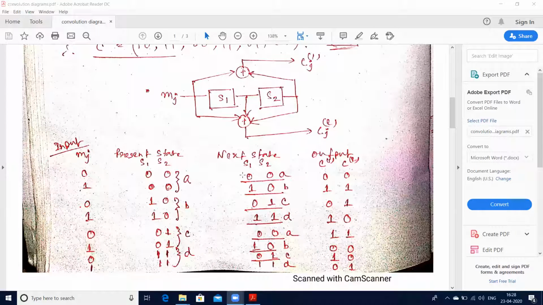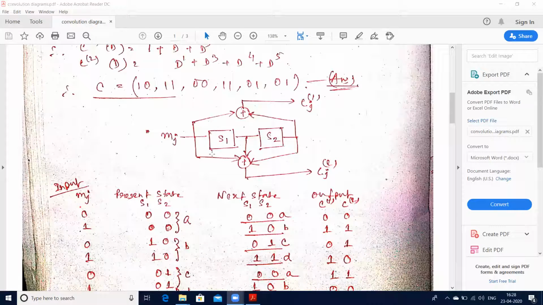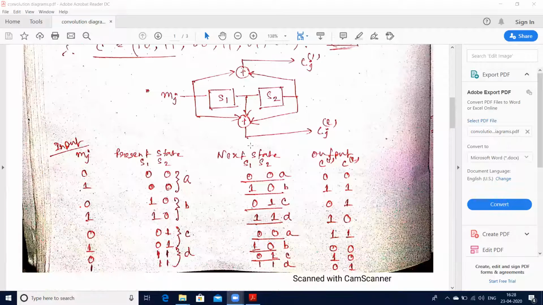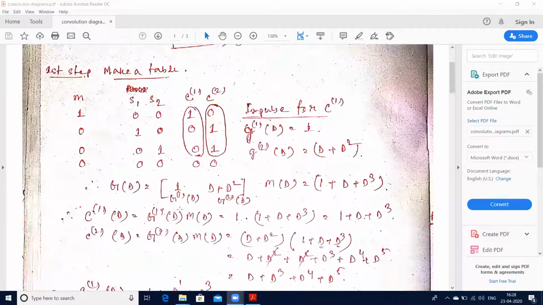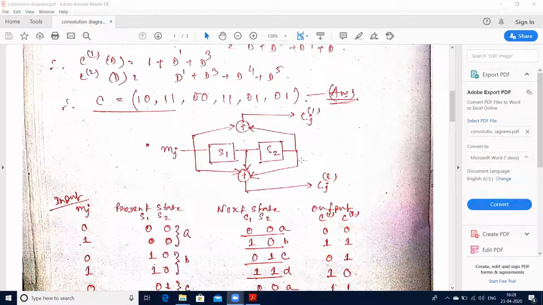So in the previous lecture, we have seen that from this encoder, or you can say FSSM, we have made this table. This is the present state, next state, and output. Okay. So you can also make this table with this diagram. So I'm just taking this example. S1, S2 is the present state. C1 and C2 are for the j instant. This is the output bit representation, and this is M(j), the input bit representation.